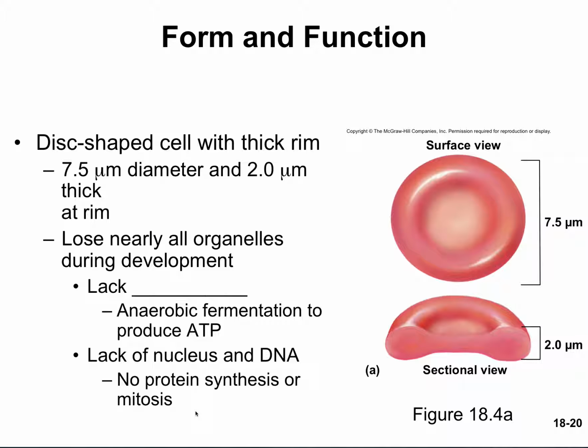They are disc-shaped cells with a thick rim, and they lose nearly all of their organelles during development. They lack a nucleus and mitochondria, so they use anaerobic fermentation to produce ATP, and they lack DNA, so they have no protein synthesis or mitosis. The lack of mitochondria ensures that they deliver oxygen without using any of it, and the lack of DNA means that they cannot make repairs to themselves, so they have a short lifespan of 120 days.